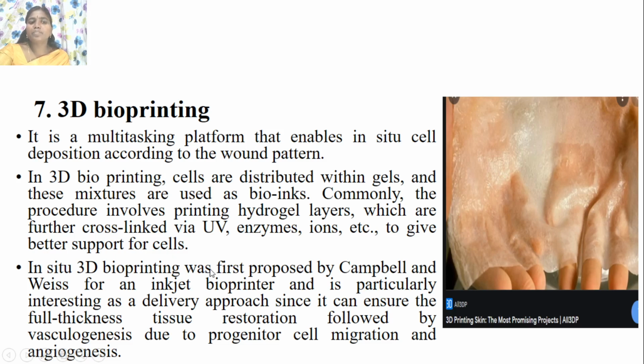In situ 3D bioprinting was first proposed by Campbell and Weiss for an inkjet bioprinter, and is particularly interesting as a delivery approach since it can ensure full thickness tissue restoration followed by vasculogenesis, meaning the formation of new blood vessels due to progenitor cell migration and angiogenesis. So 3D bioprinting is also a hope for the treatment of skin disorders and skin burns.